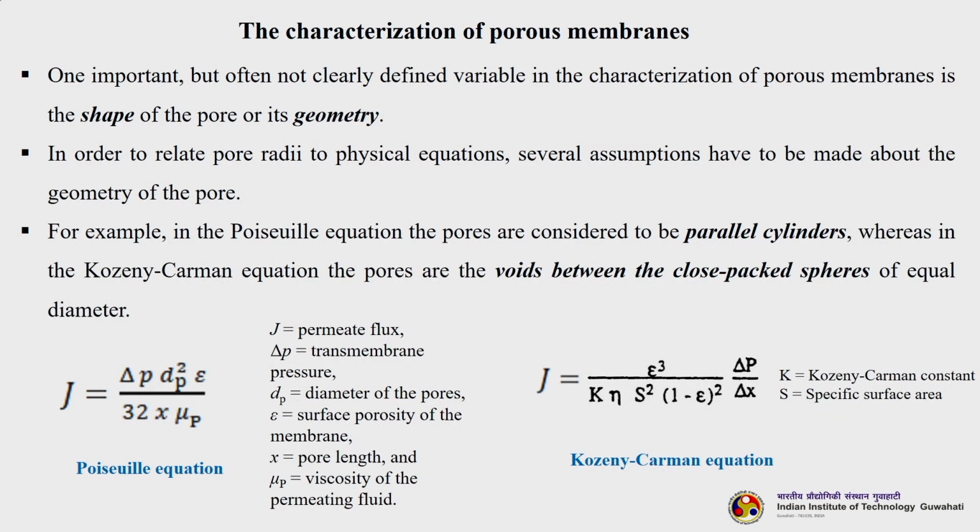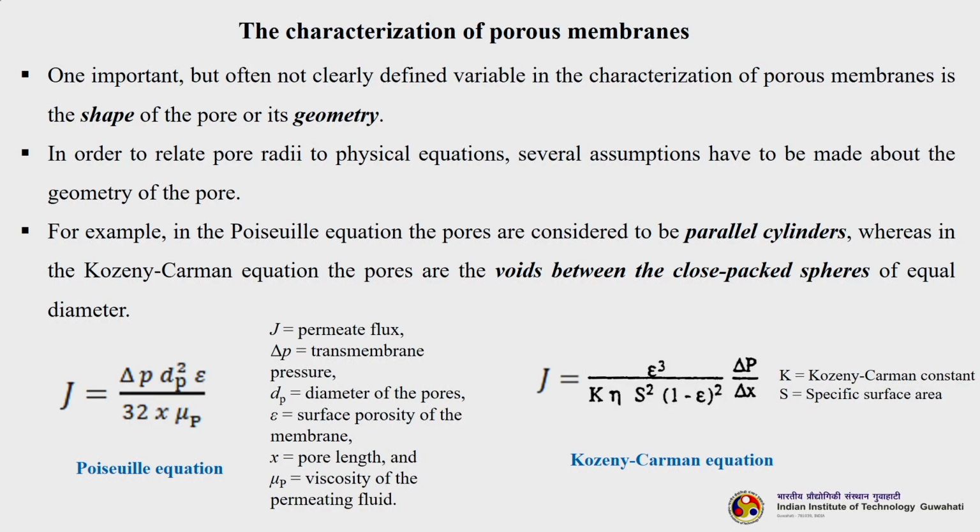One important but often not clearly defined variable in the characterization of porous membranes is the shape of the pore, or its geometry. As I told many times during our earlier discussions, the pore shape or geometry is of paramount importance, because please do not mistake that all the pores are cylindrical or parallel in nature. It is never so, except for a few zeolites, either synthetic or natural. We do not have any cylindrical parallel pores existing in any commercial membranes, or any membrane which you prepare.